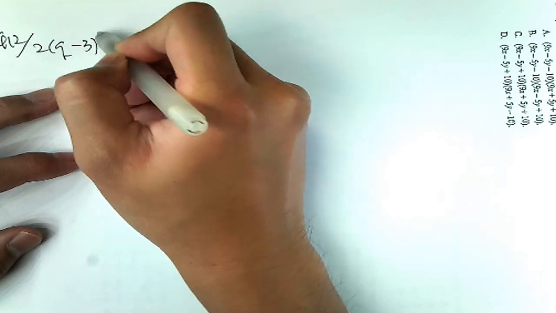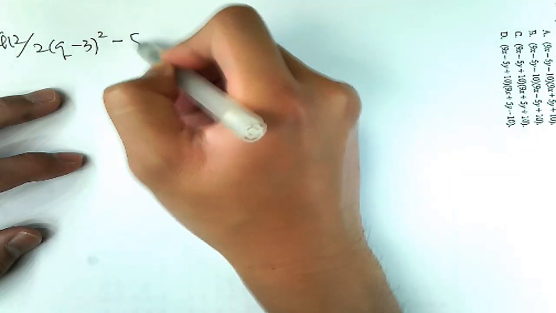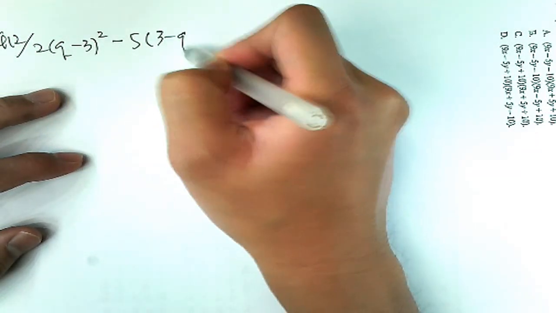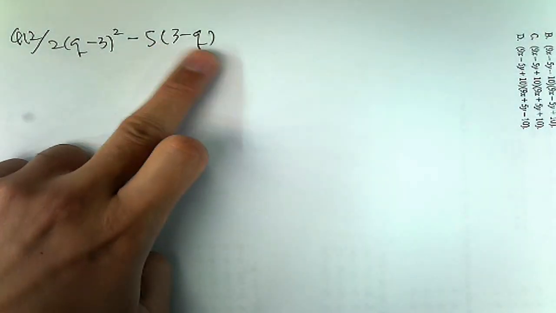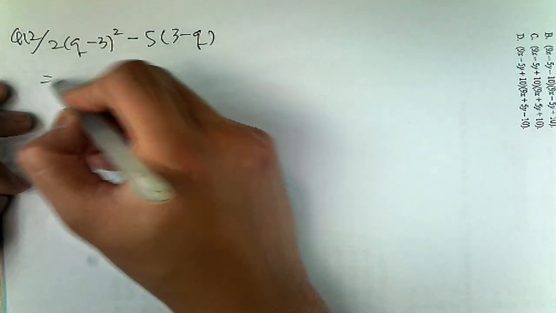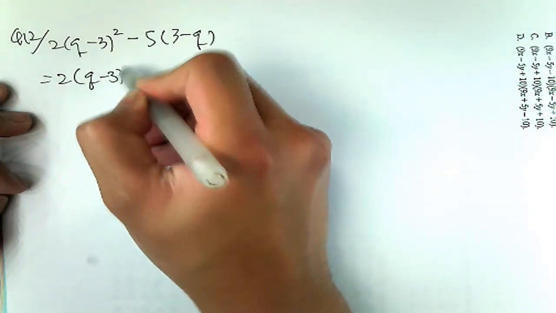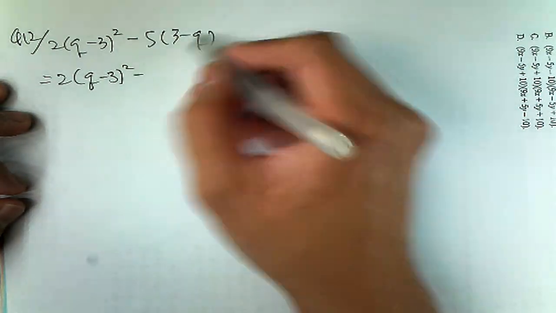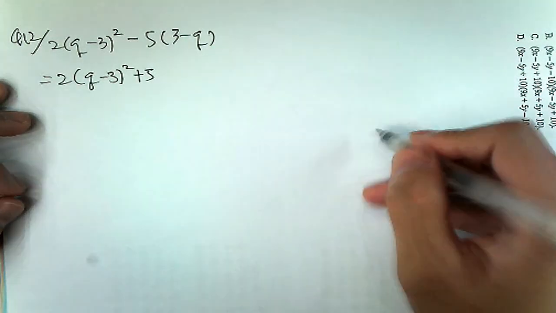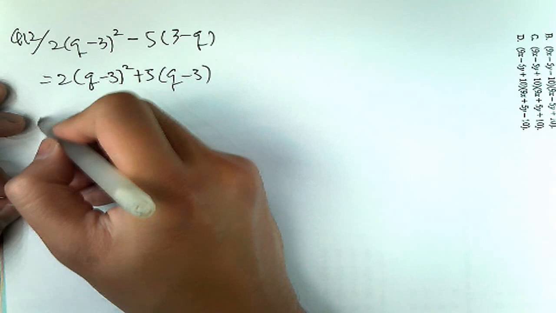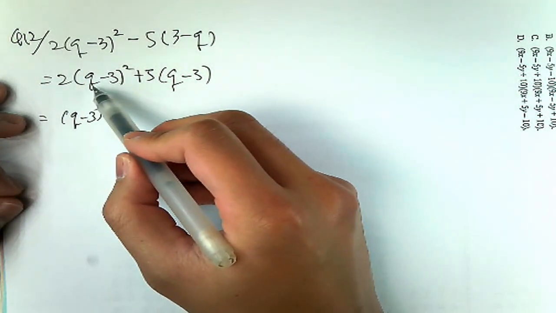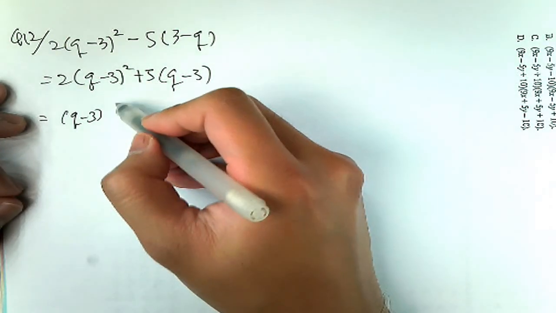2(q minus 3) power 2, and then minus 5(3 minus q). So look at here. Actually, this is q minus 3, right? But here is 3 minus q. We don't want 3 minus q, right? So you can just do something to change the order, right? For the minus, this become positive 5. Understand? Q minus 3 is okay. So what in common you can pull out is the q minus 3. So because here still remain 1 q minus 3. Understand? So you have to give a bracket.